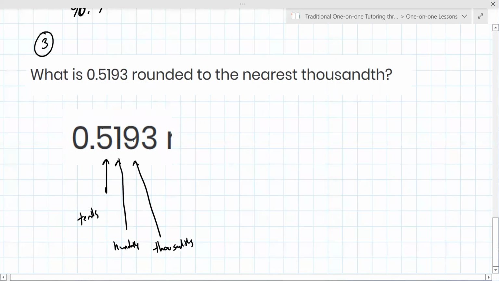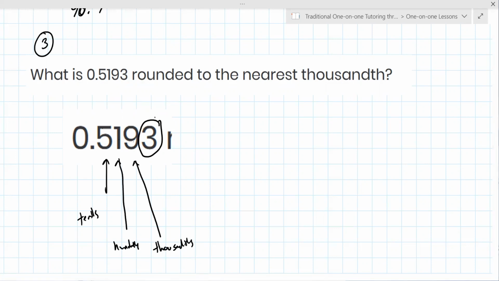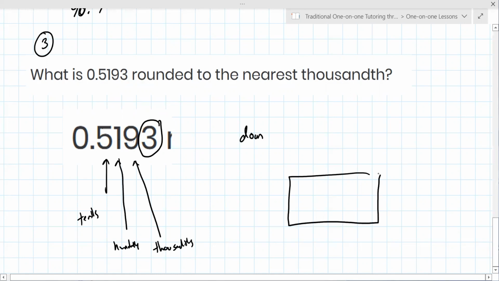Okay. So we're looking at the thousandths, and we look at the number just to the right of the thousandths. Does the 3 cause it to round up or down? Down. Okay. So when you round down, you get rid of those extra digits. So can you tell me the correct answer? What is the correct rounded answer for this one?